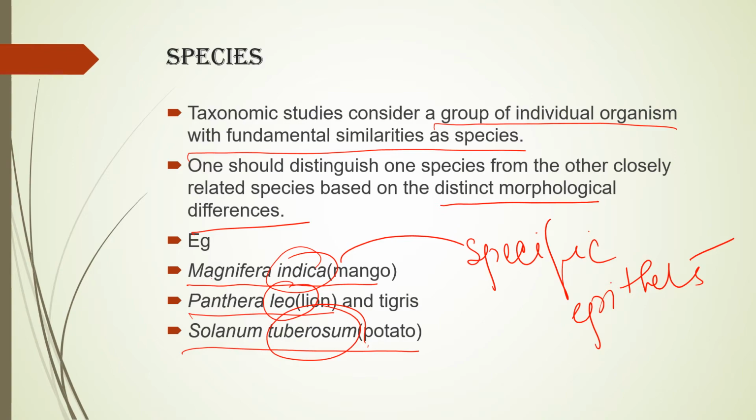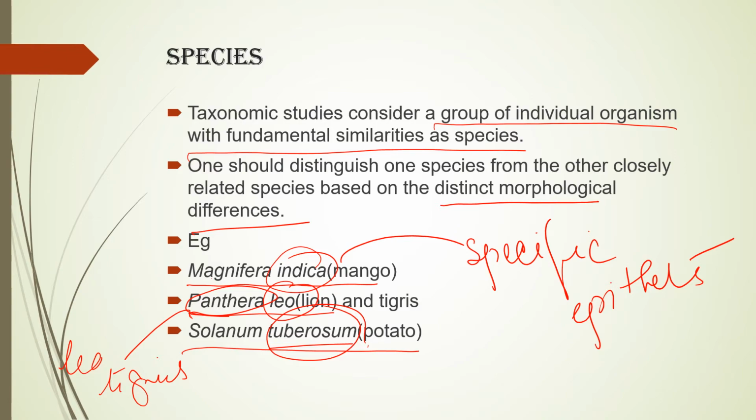So for example, if we are taking the genus Panthera, there is Panthera leo as well as Panthera tigris. So the specific epithets tigris and leo are different. Now Solanum also, Solanum includes species like nigrum as well as melongena. So this is Solanum tuberosum. Other than that, Solanum nigrum is also there and Solanum melongena is also there.